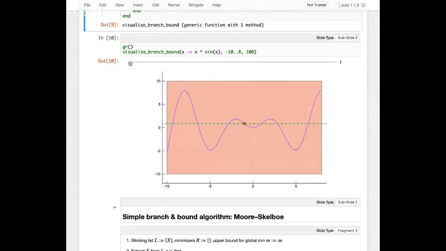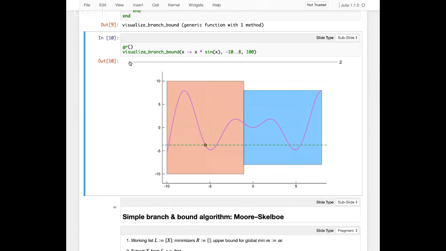So the function is this purple curve. I'm trying to minimize this purple curve. This box is the interval overestimation. Right. Okay. So I'm going to start bisecting. And the red box is going to be the one that I'm about to deal with.